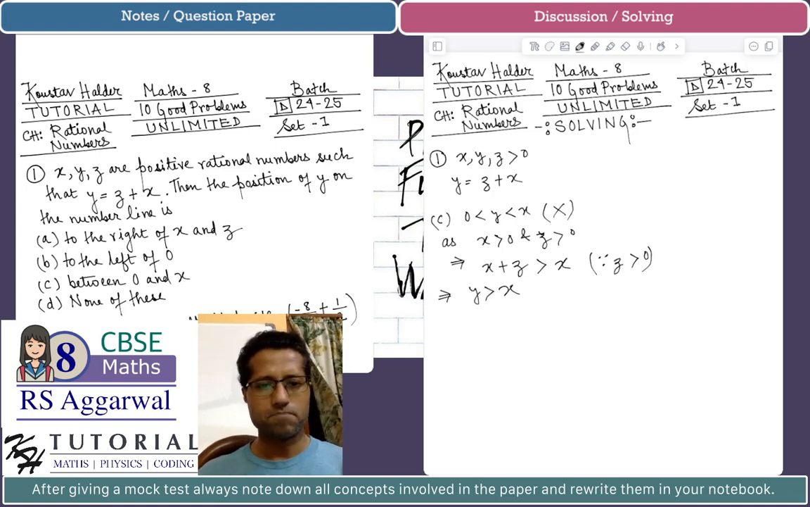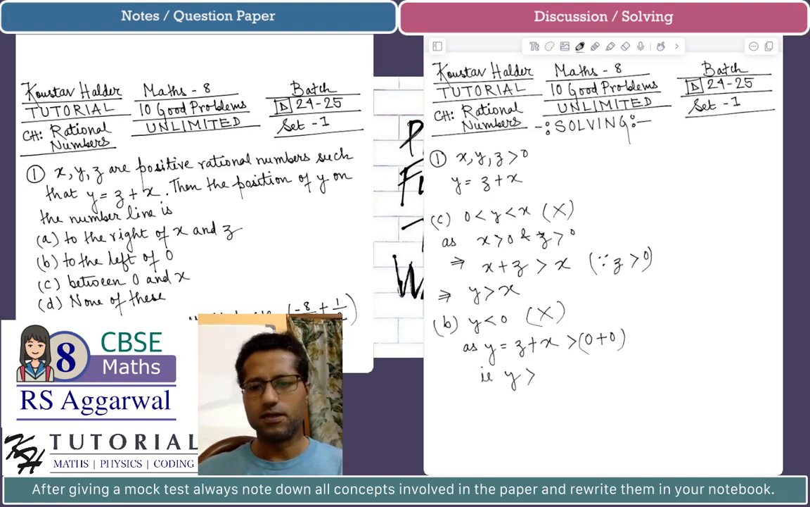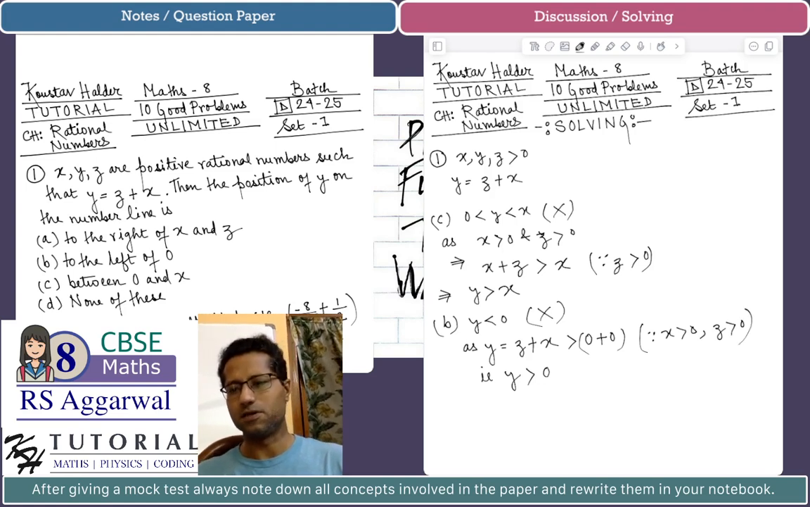Okay. Now to the left of choice B, choice B is saying y less than 0. This is also not correct, because y is equal to, we know, z plus x, and this is obviously greater than 0 plus 0, that is y is greater than 0. Why is z plus x greater than 0? Because x is greater than 0 and also z is greater than 0. Therefore we can say x plus z is greater than 0.